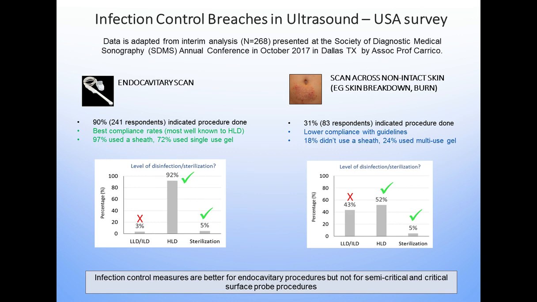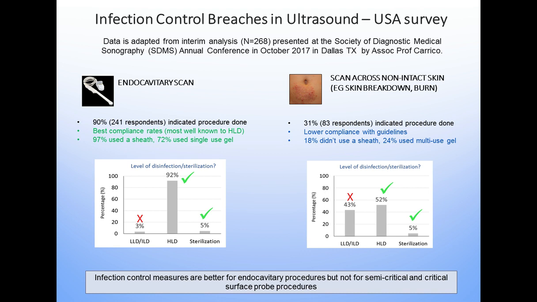So we asked the respondents about their specific reprocessing practices. What we found was that with endocavitary procedures, such as transvaginal ultrasound in this instance, the majority of respondents indicated that the procedure was done in their facility and that 92% performed high-level disinfection and 5% performed sterilization. So the vast majority of people appear to be essentially complying with the guidelines, and the vast majority also used a sheet and single-use gel. But from there, it really deteriorated.